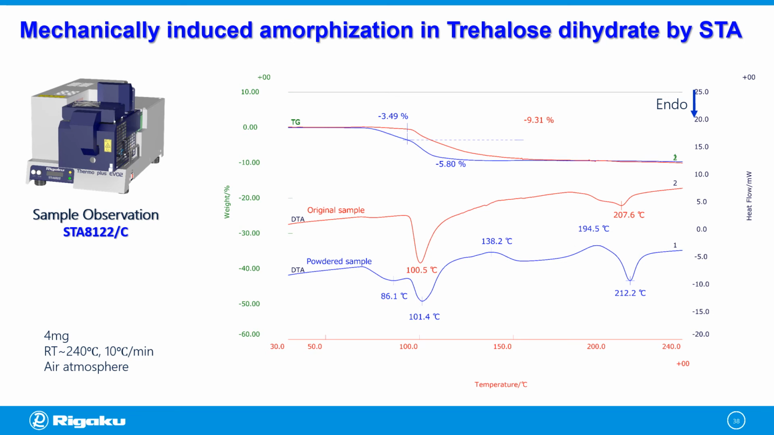Finally, an exothermic peak due to crystallization can be found at 195 degrees centigrade, immediately followed by an endothermic peak due to melting at 212 degrees centigrade. This clearly confirms that the fine particles formed an amorphous phase upon dehydration of trehalose dihydrate.